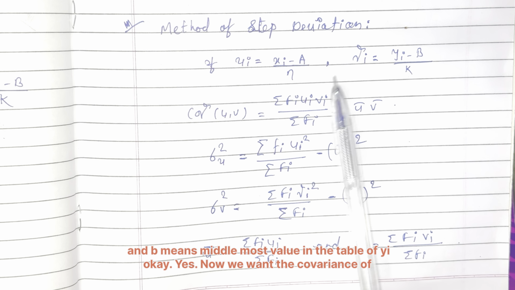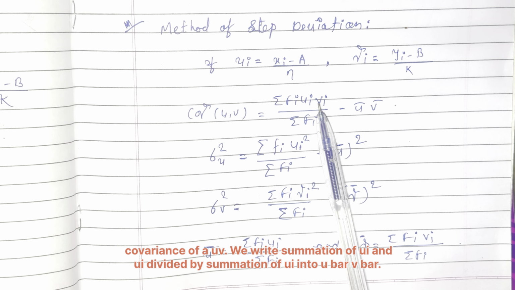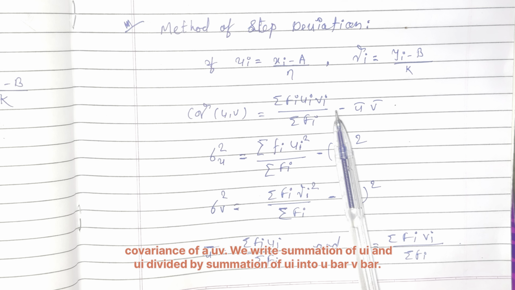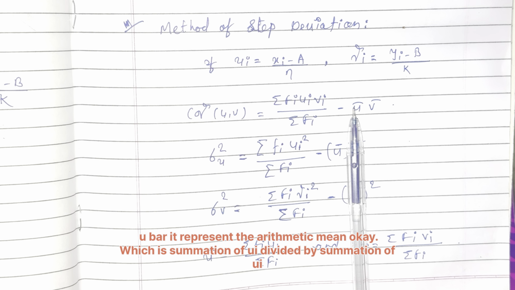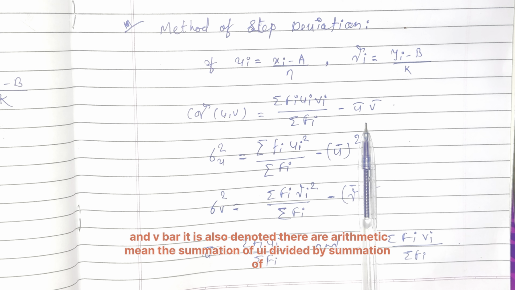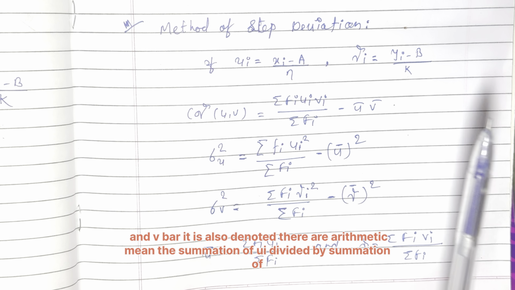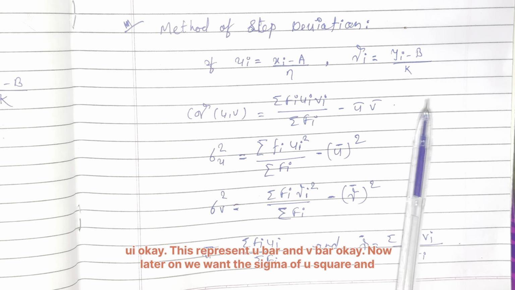Now we want the covariance of uv. We write summation of fi ui vi divided by summation of fi, minus u bar v bar. U bar represents the arithmetic mean, which is summation of fi ui divided by summation of fi. And v bar is also the arithmetic mean, the summation of fi vi divided by summation of fi. This represents u bar and v bar.